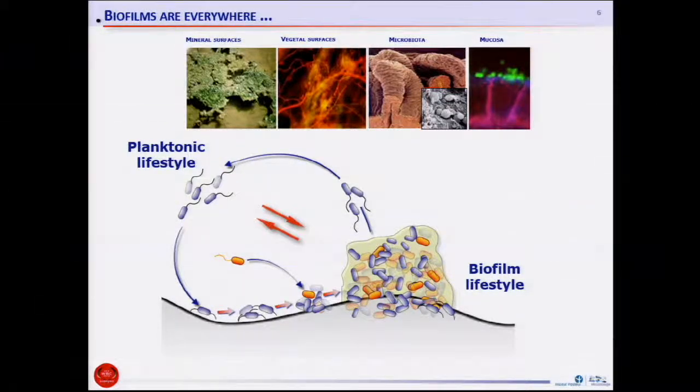So biofilms are everywhere, okay? They are growing on mineral surfaces, vegetal surfaces, even microbiota, mucosa, etc. And then bacteria switch from one style to another. And then finally, they have been forgotten for a long time.